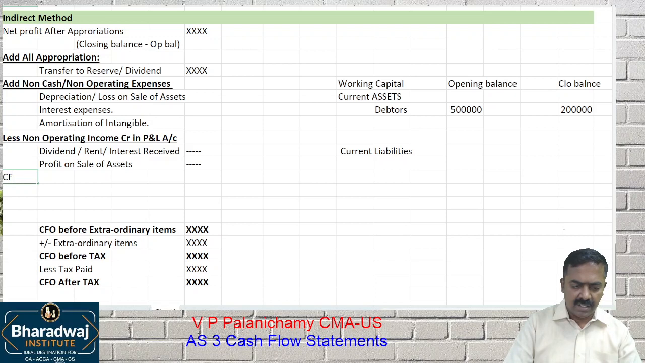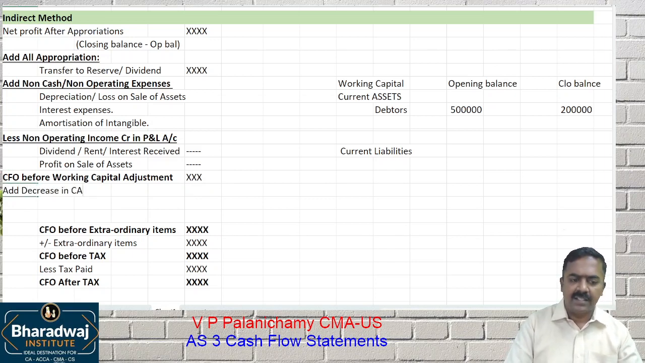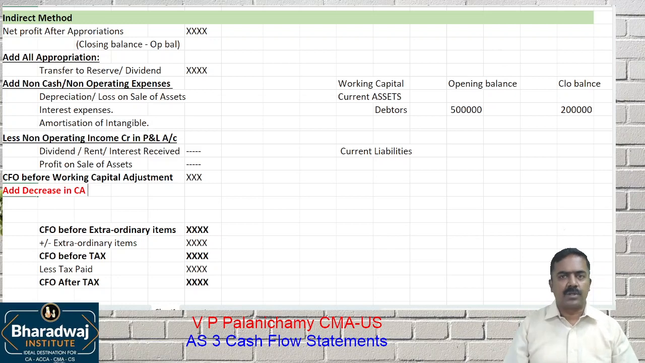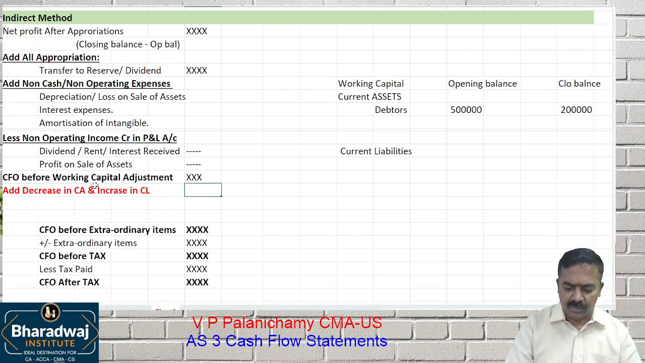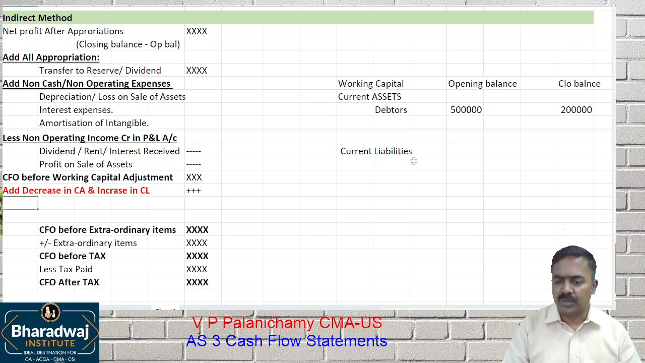So this is called CFO before working capital adjustment. Then add decrease in current asset. Why are you adding decrease in current asset? Cash comes in. When current asset goes down, we sell the assets and get the cash. And increase in current liabilities. We will add both. Both cause what? Inflow of cash.